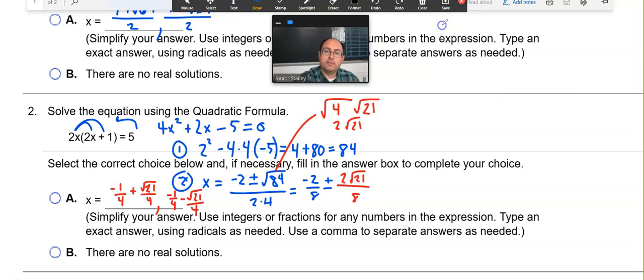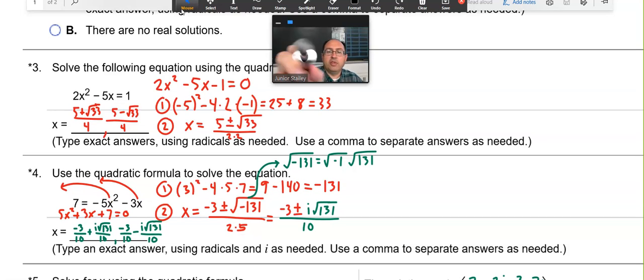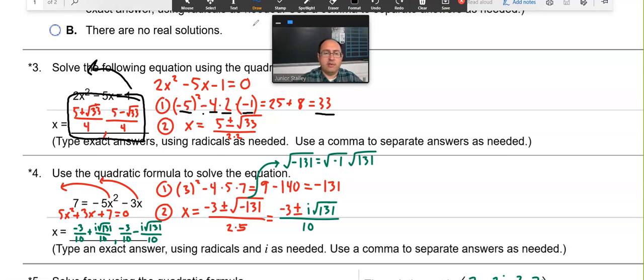Next question. So question 3 here. Same old scenario, different question. Bring the 1 over. Now it's set equal to 0, so we can do b squared minus 4ac. I ended up with 33. There's no perfect square which is inside of 33. So it is what it is. 5 plus radical 33 all over 4. 5 minus radical 33 all over 4. There wasn't any way to reduce that. Can you split it up into separate fractions? Sure you can. It's up to you what you want to do on that. Math Excel should take them both.